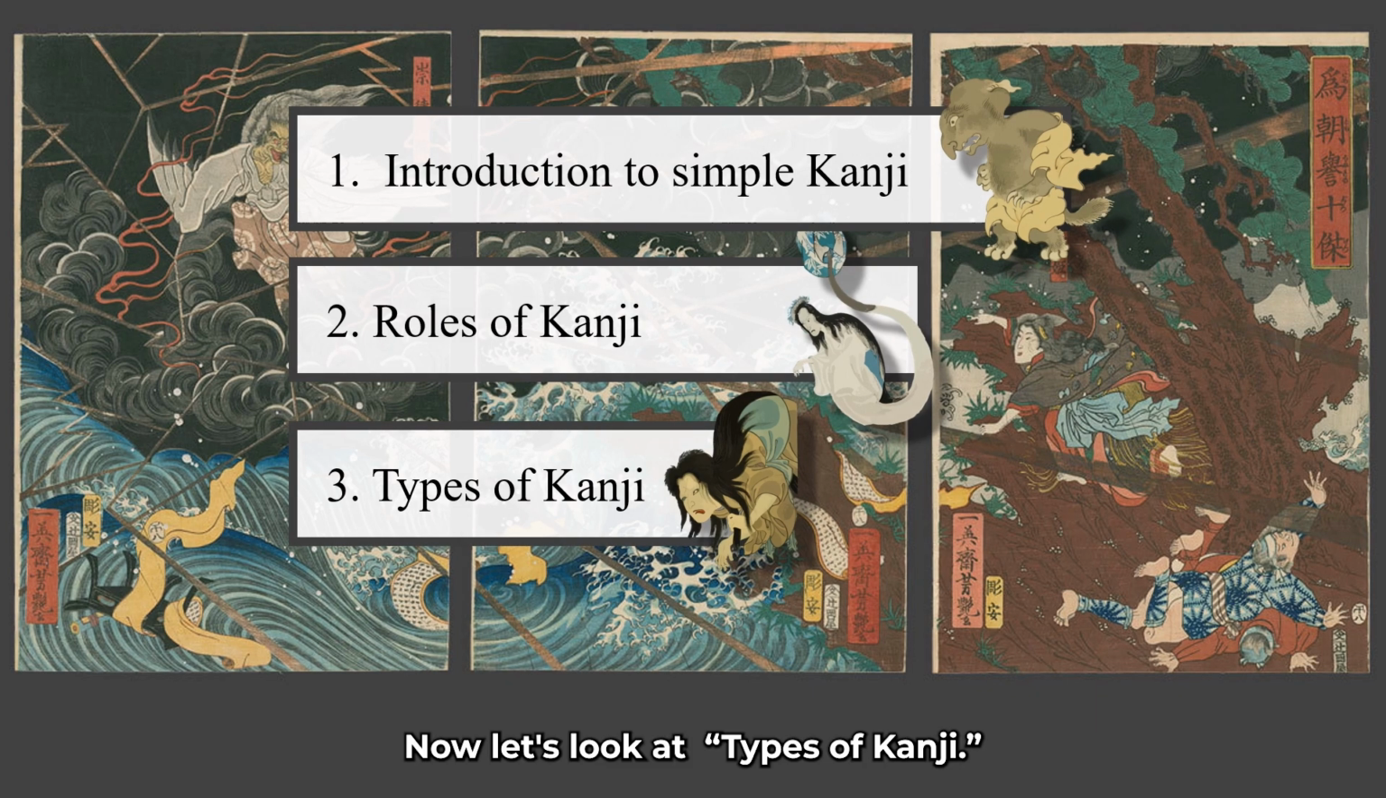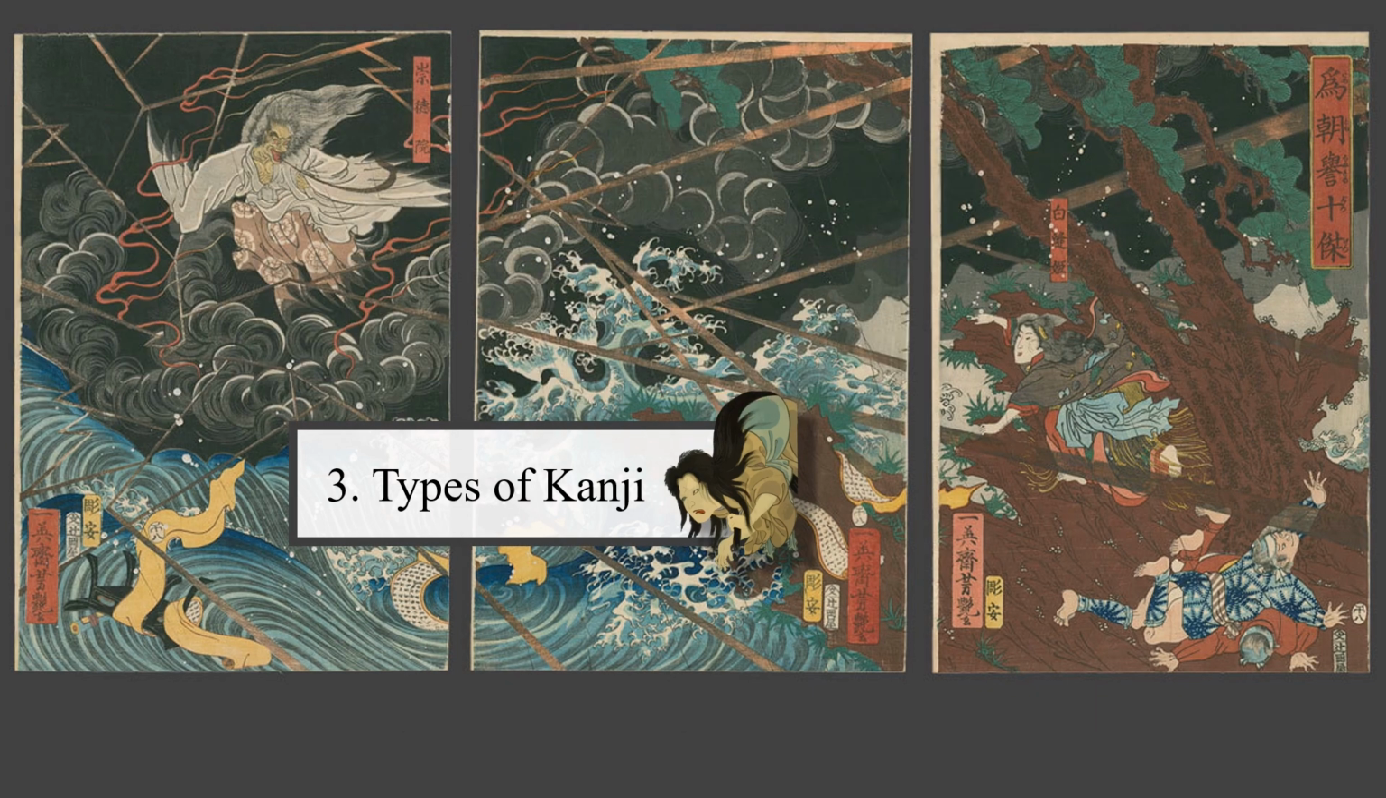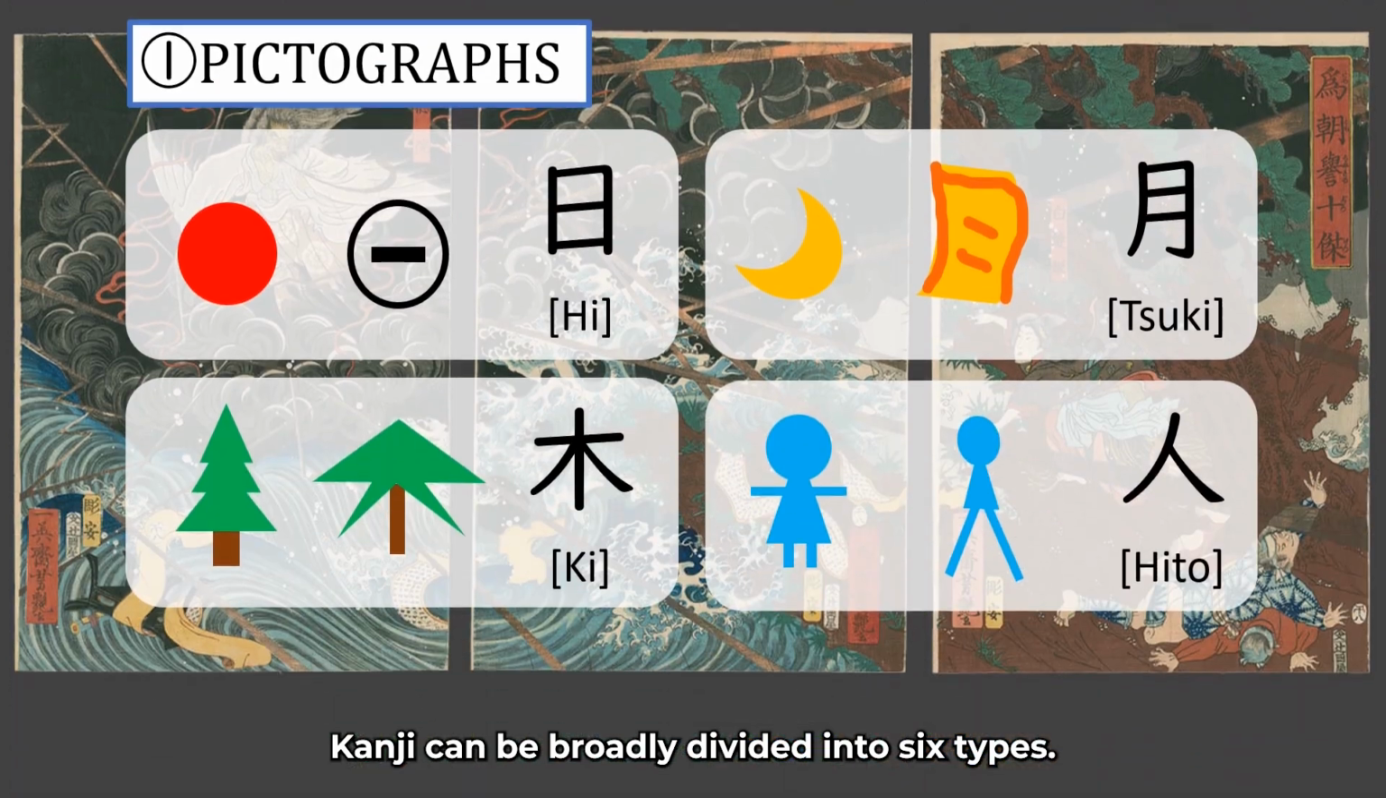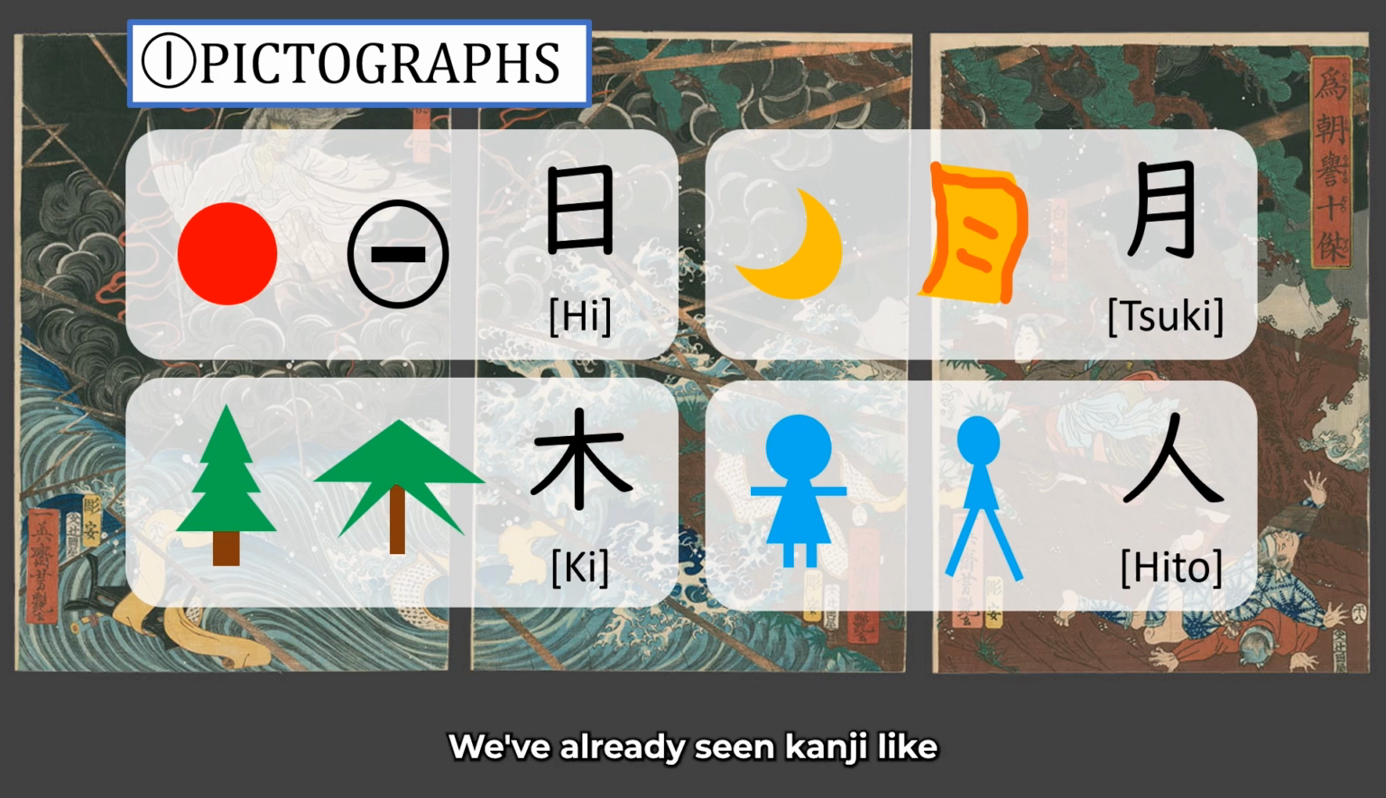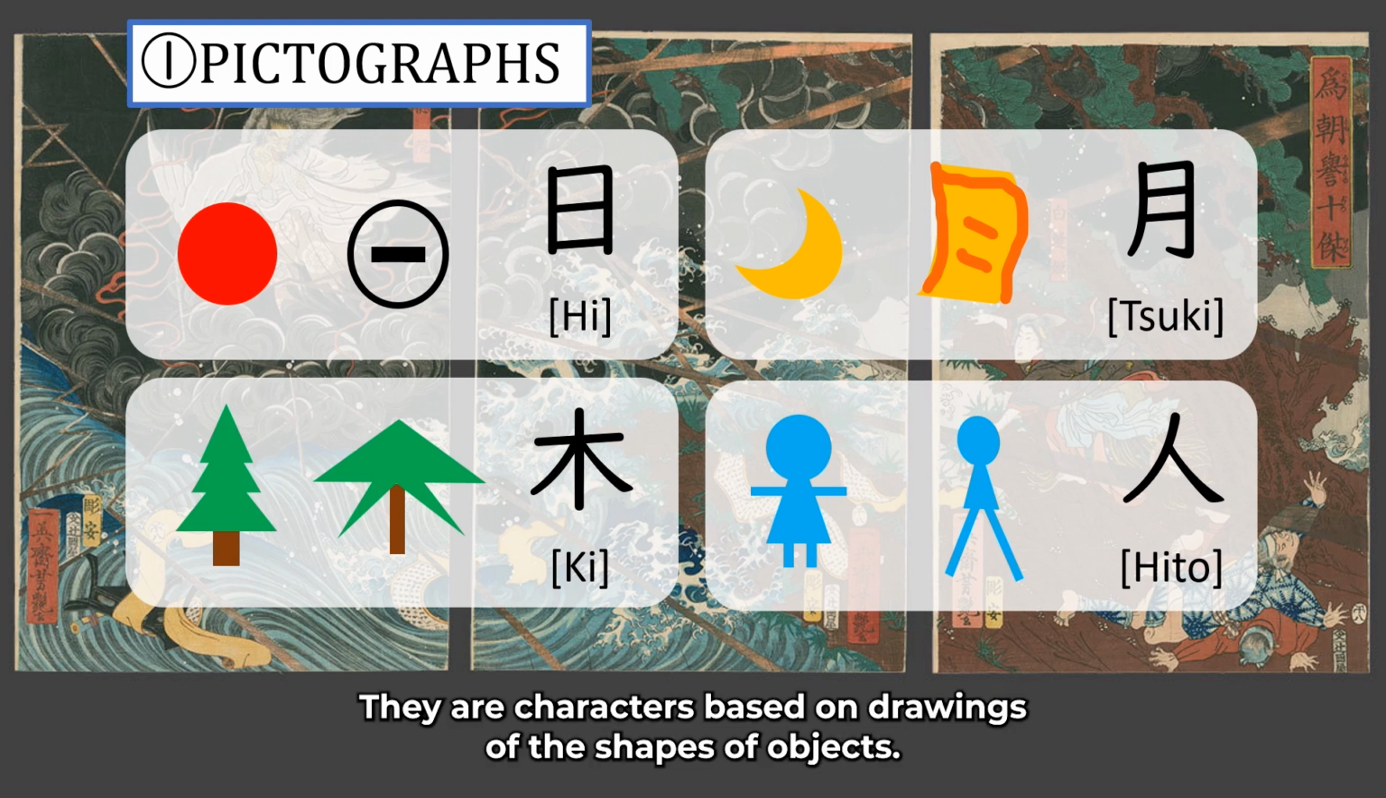Now, let's look at types of kanji. Kanji can be broadly divided into 6 types. Here, I will introduce 3 of them. First, let's see pictographs. We've already seen kanji like hi, tsuki, ki, and hito. They are examples of pictographs. They are characters based on drawings of the shapes of objects.